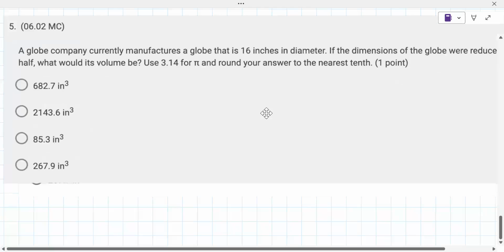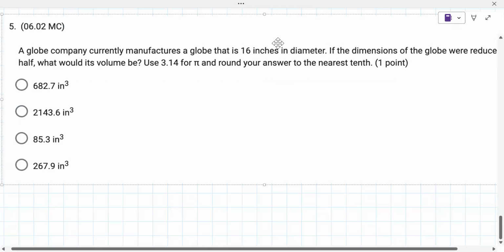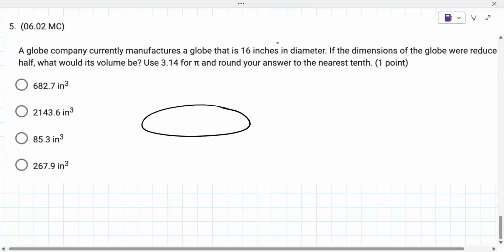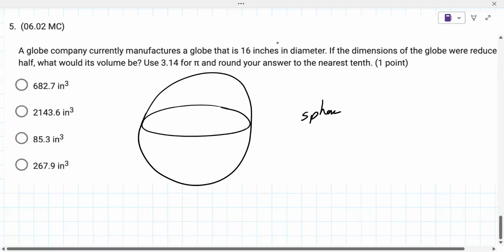All right, a globe company manufactures a globe that's 16 inches in diameter. So the idea is that a globe is a sphere. The volume of a sphere is 4/3 pi r cubed. Are they giving you the radius in this problem? They gave you the diameter, so you can calculate the radius from that. Okay, so why don't you do that? The radius, I think I know what it is. Let me just show.